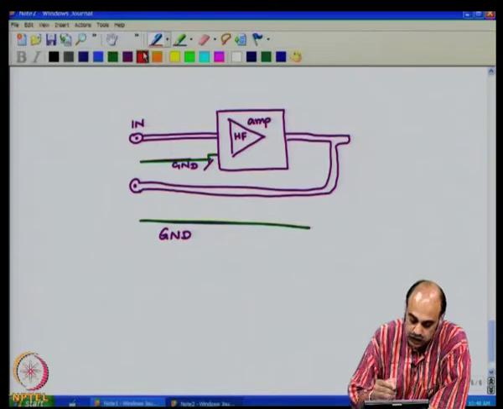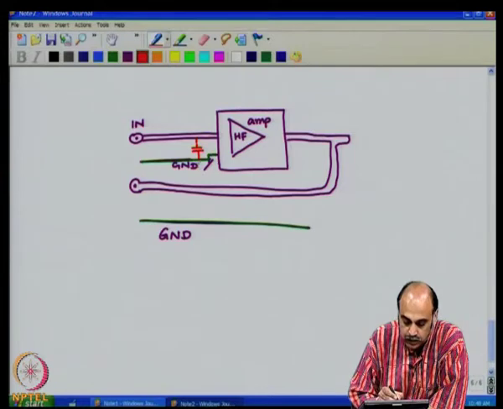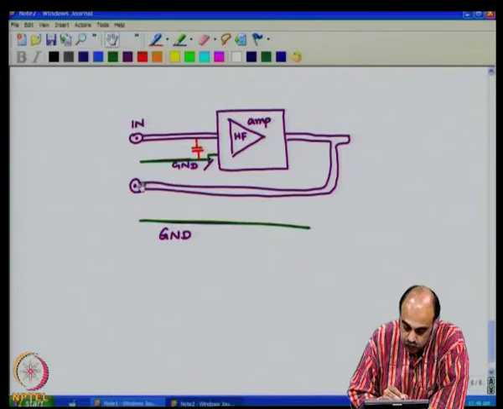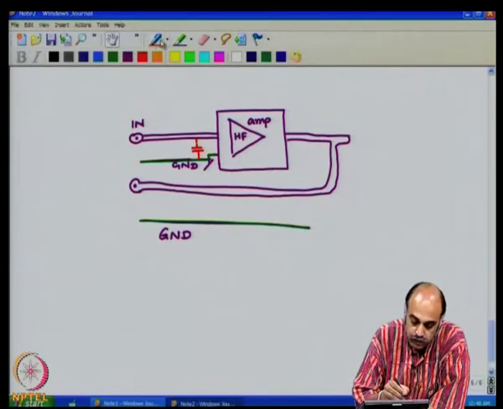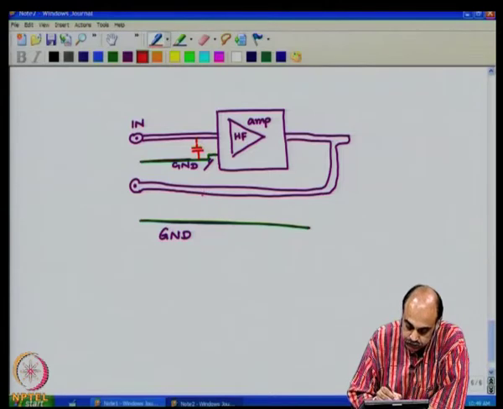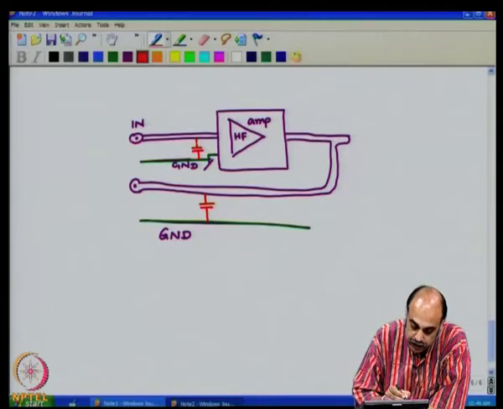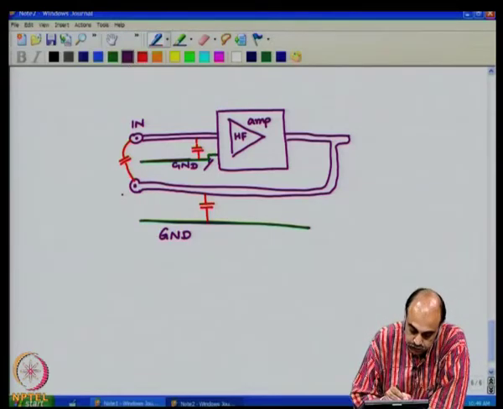Now, the problem is I could have a capacitance between this track and this track, that is, a capacitance between the in track and the ground line here. I could have a capacitance between this output track and the ground track here, which could be something like this. Not only that, you could also have a parasitic capacitance between these two tracks, the input track and the output track. This is the output track OU2.